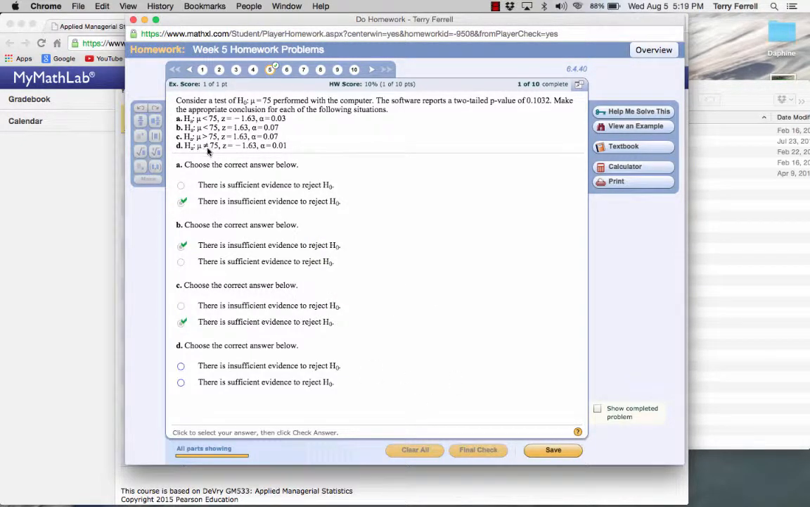And for not equal to, you don't have to do anything, you just compare the p to the alpha. Is 0.05 something less than 0.01? No, it's greater than. So with that said, it's insufficient.